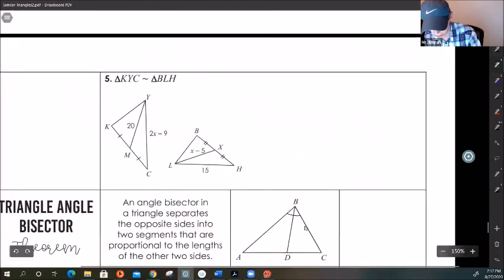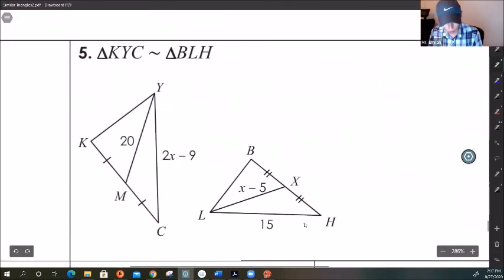So let's do one example here. These two triangles, KYC and BLH, are given to you as similar. So the corresponding sides are proportional to each other. The two medians are given to you, and one of the side lengths is given to you, the longest sides, I think. Can you solve for x here?